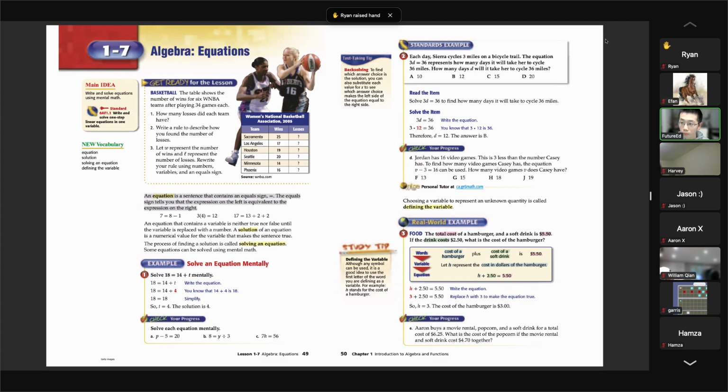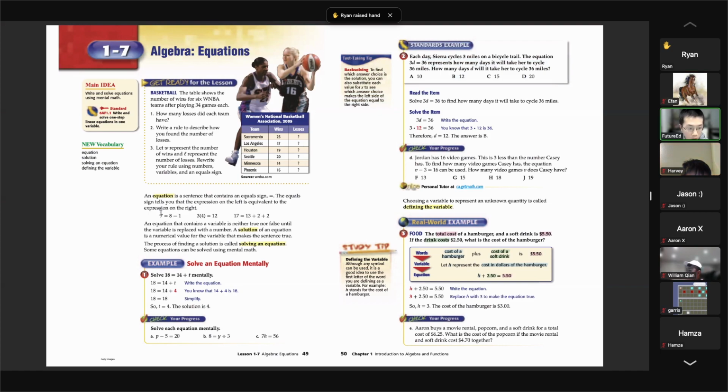All right. An equation is a sentence that contains an equal sign. The equal sign tells you that the expression on the left is equivalent to the expression on the right.